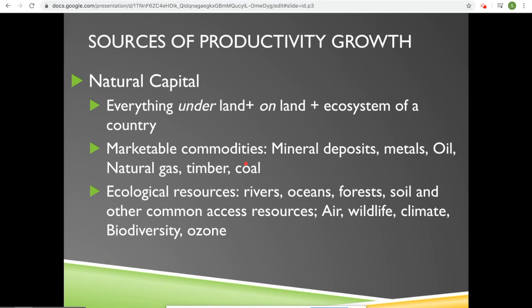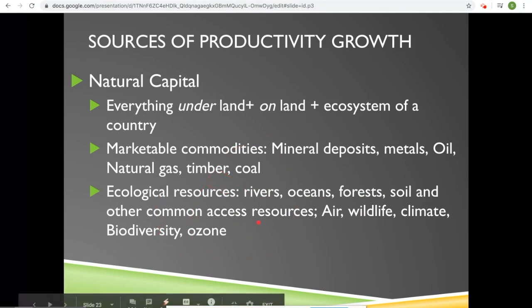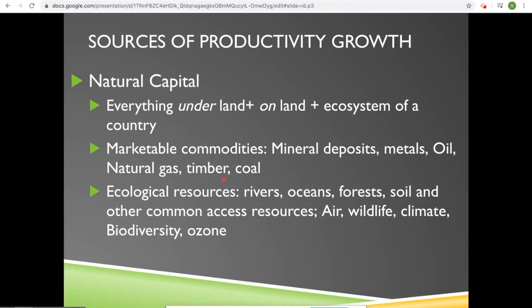Not really, right? Another thing is ecological resources. This is really, really important. We spoke about common access resources, we spoke about rivers and oceans, forests, soil, air, wildlife, climate, biodiversity, and ozone. These are all really, really important for sustainable development. If these are cared for and if there is investment in them and they're productive, right? So they can definitely lead to more economic growth.